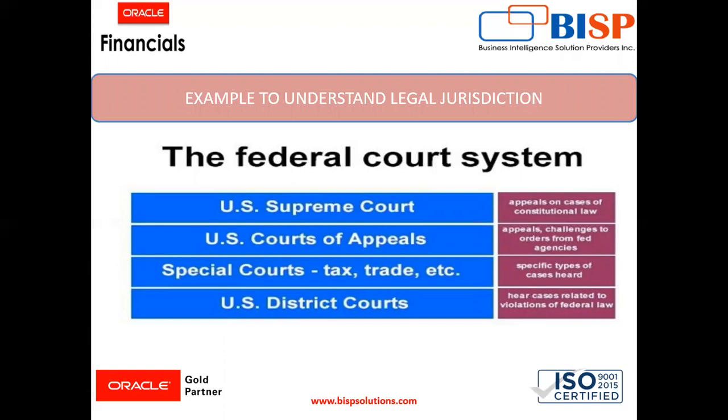To understand what a legal jurisdiction is, we can take an example of the United States federal court system. Jurisdiction in simple language is the authority which hears certain cases. As you can see on the screen, US district courts hear the cases relating to the violation of federal law. Special courts are created to hear special types of cases. US courts of appeals are for challenging the orders from federal agencies. And the highest body is the US Supreme Court, where we can appeal on cases of constitutional law.